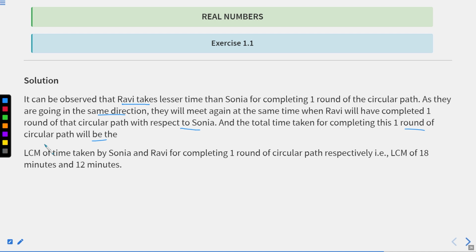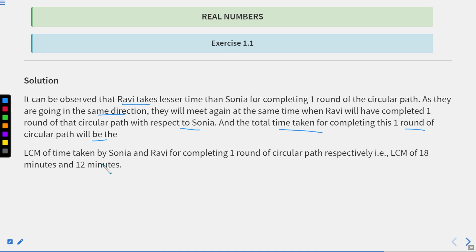That is, the LCM of 18 minutes and 12 minutes. So the total time taken for completing this one round of the circular path will be the LCM of the times taken by Sonia and Ravi. Basically, to get the answer here we have to find the LCM of 18 and 12.